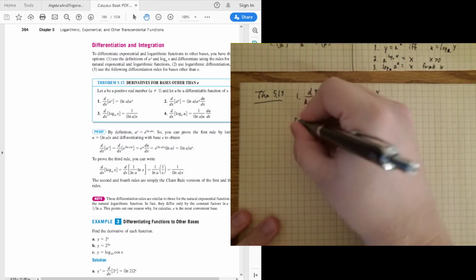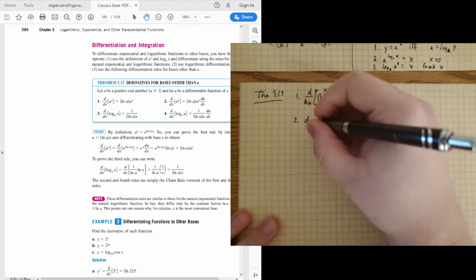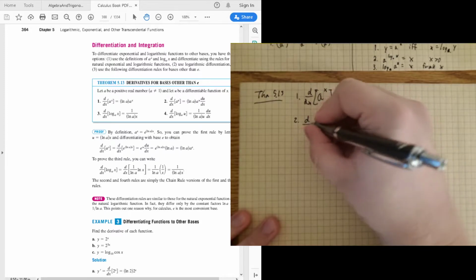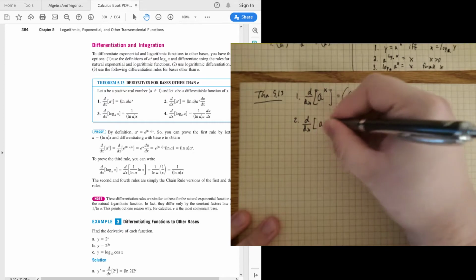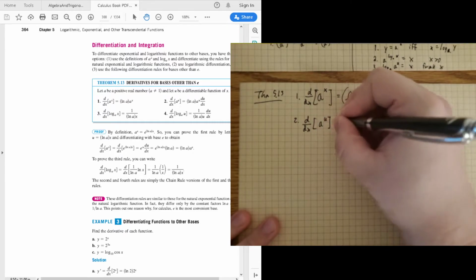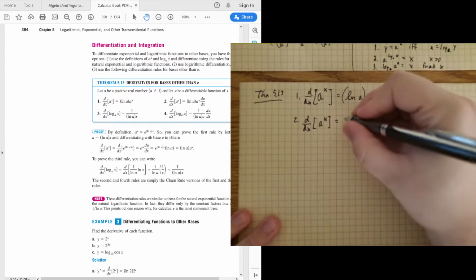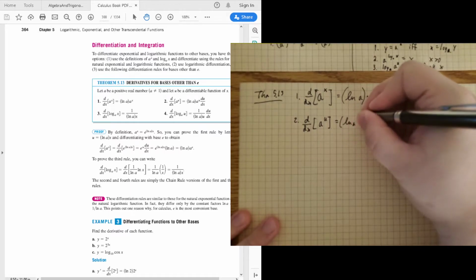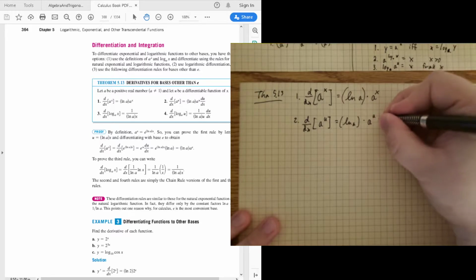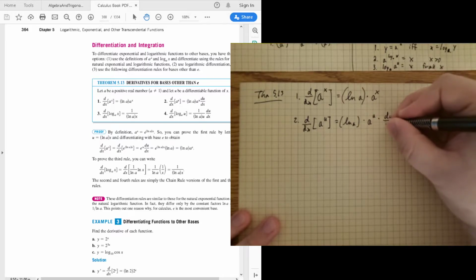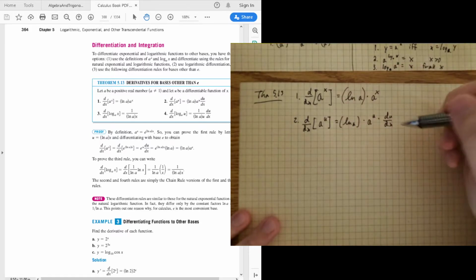2. If I wish to take a derivative with respect to x of a to the u power, so this is assuming we're going to be doing some u substitution today, we would do ln of a times a to the u times du dx. This is basically just the chain rule.